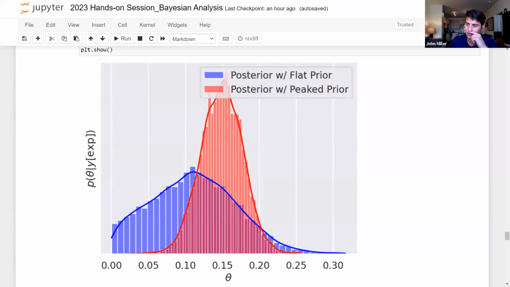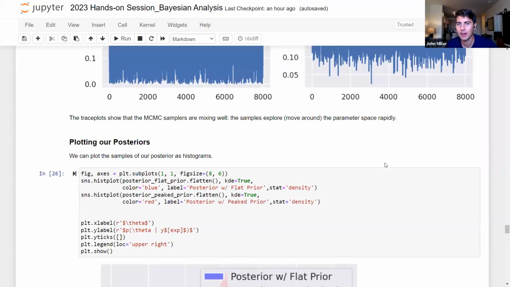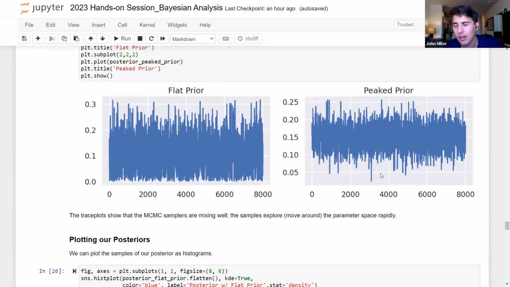I'll wait for this question here to pop up before we move on. You couldn't get how exactly trace plots work? Yeah, we'll go back to those.